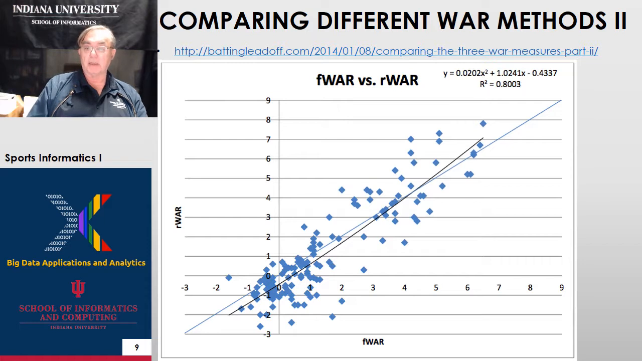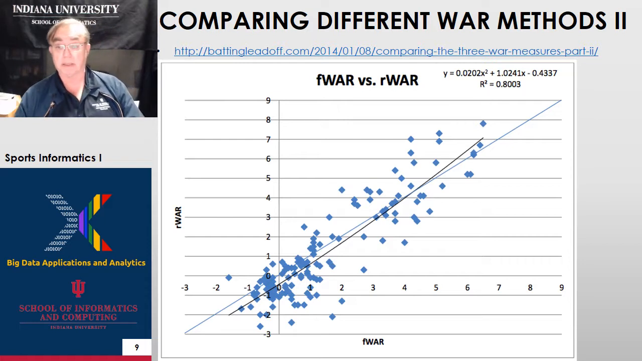Here we are again with another quadratic fit, and this one actually has a higher R squared and is a little more satisfactory. This is Fangraphs versus fWAR, and this is better in that the best fit is actually pretty near the linear fit, and there's a slight skew here, but not nearly as dramatic as in the previous graph.